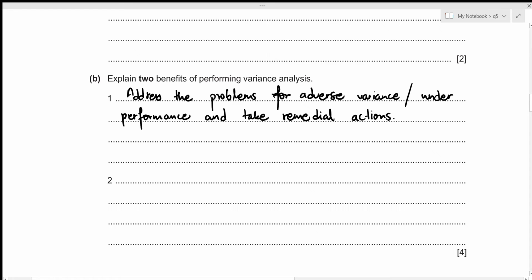And the second outcome is that the variance could be favorable, which means that our company has overperformed. And in that case, we can understand this strength and then reinforce that strength. That is also a benefit of performing variance analysis.